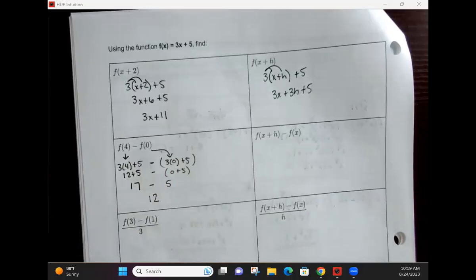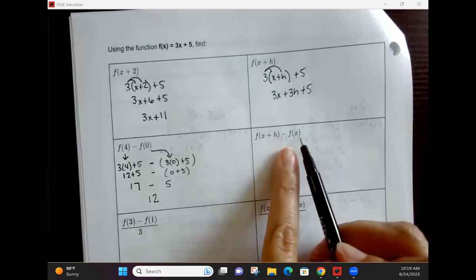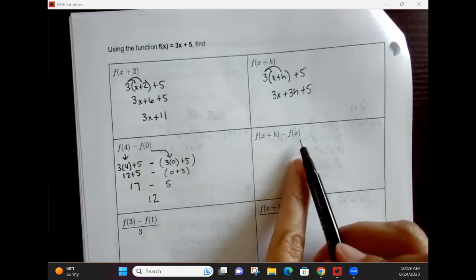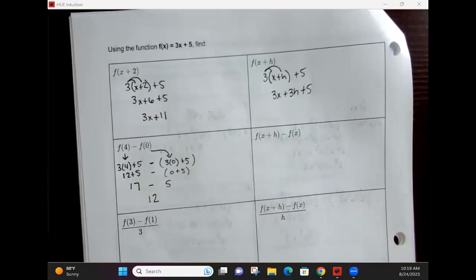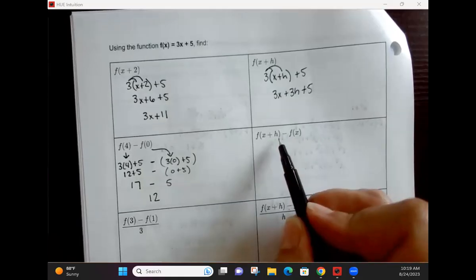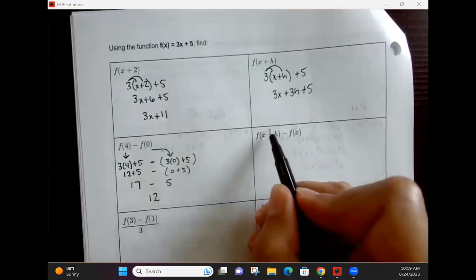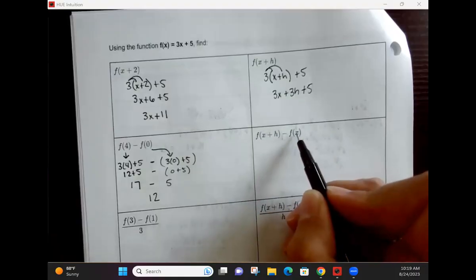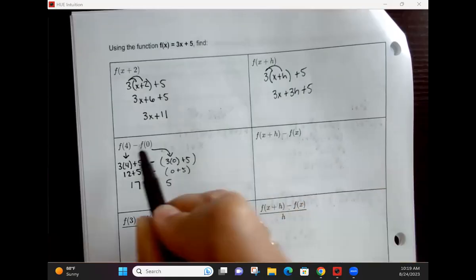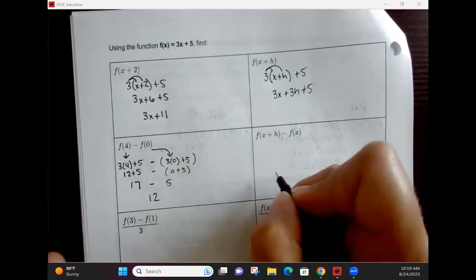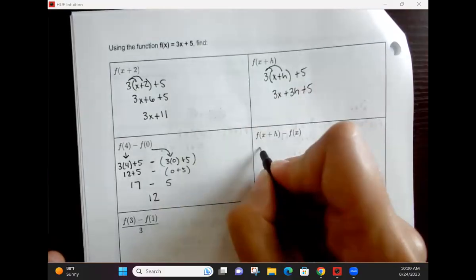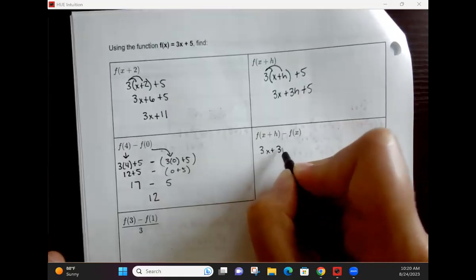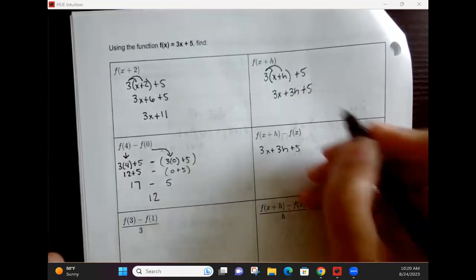Same idea, but this time, instead of actually giving you values here, I'm saying x and something different than x plus h, whatever that is. Presumably, as long as h is a positive value, this is a bigger number minus a smaller number. Okay, just like here, bigger number minus a smaller number. So we know that f of x plus h is this guy, right? 3x plus 3h plus 5. I'm stealing that from the problem above.